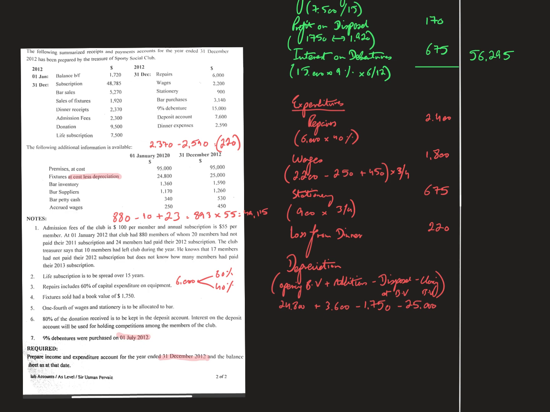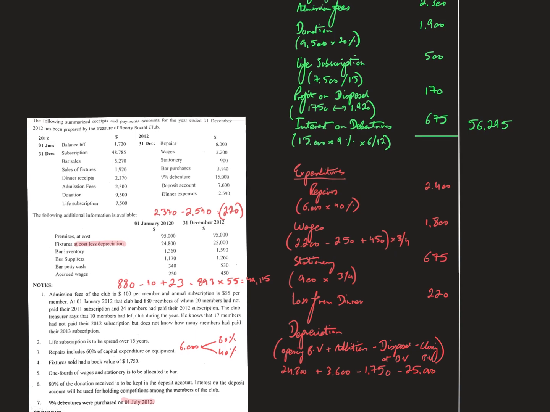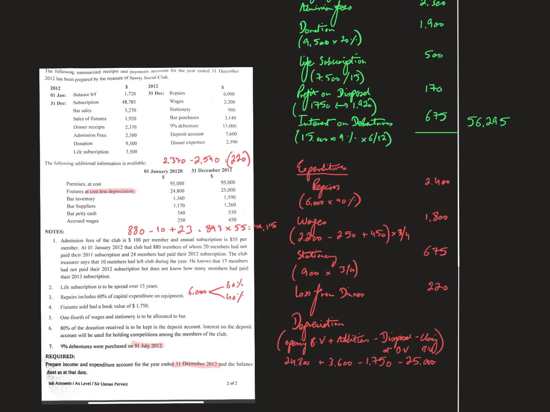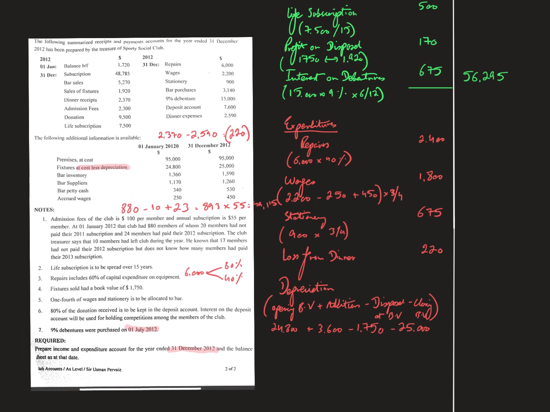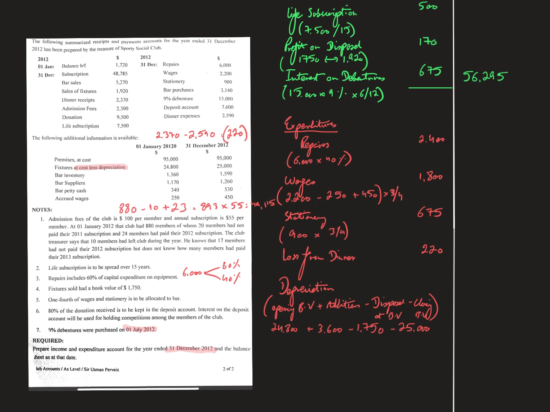Okay, I think we missed out on one income. We did not write donation, or life donation. Okay. Tell me the total expenses. Depreciation is 1650. And total expenses.